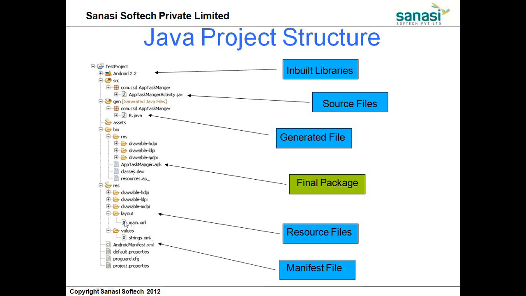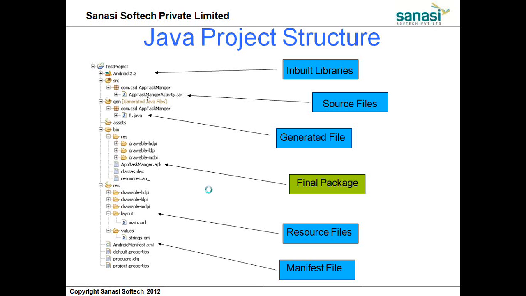Then here is the layout. Remember, I was just talking of the layout. The layout folder contains one XML file for every screen that you find within this particular Android application. And then of course the famous manifest file, which we discussed in quite a bit of detail previously. So this is how a typical Android Java project is structured.